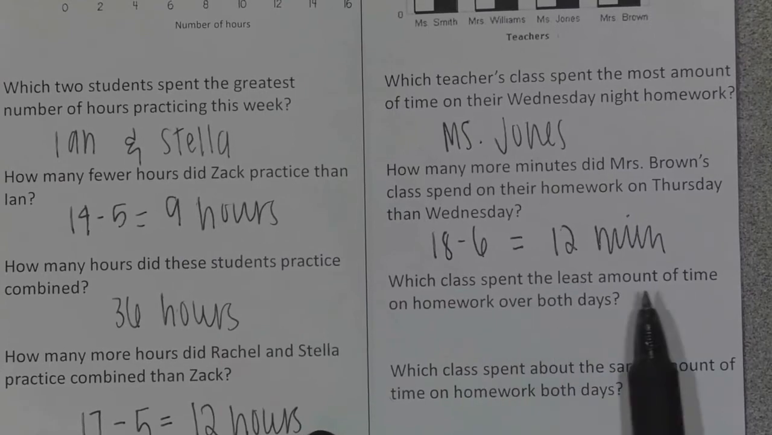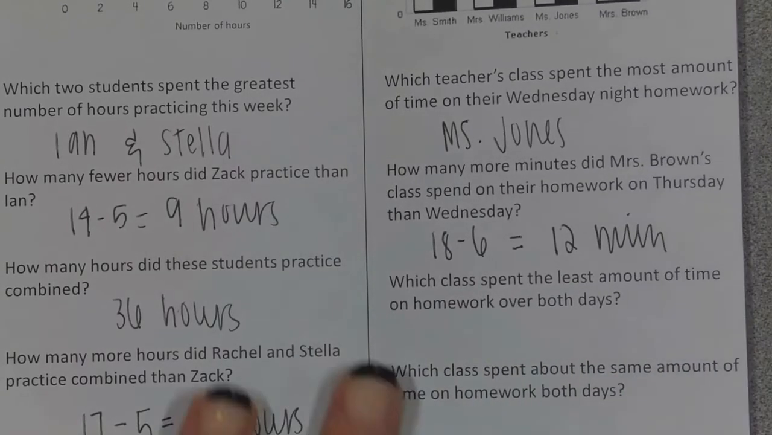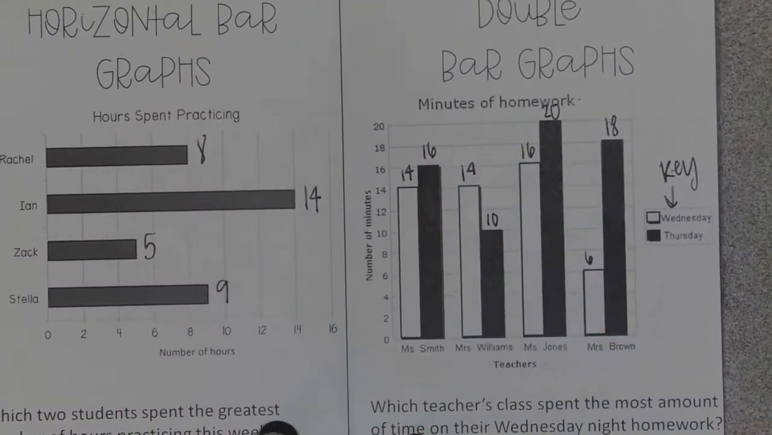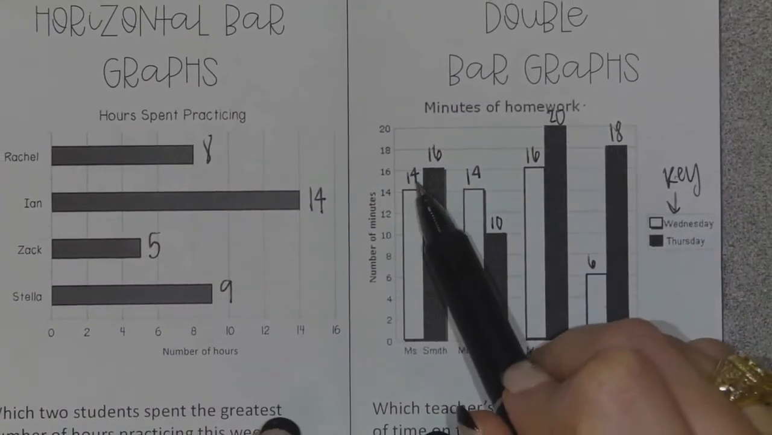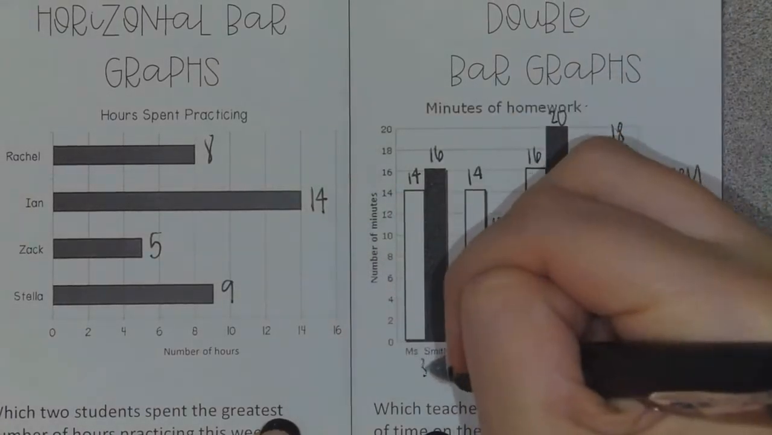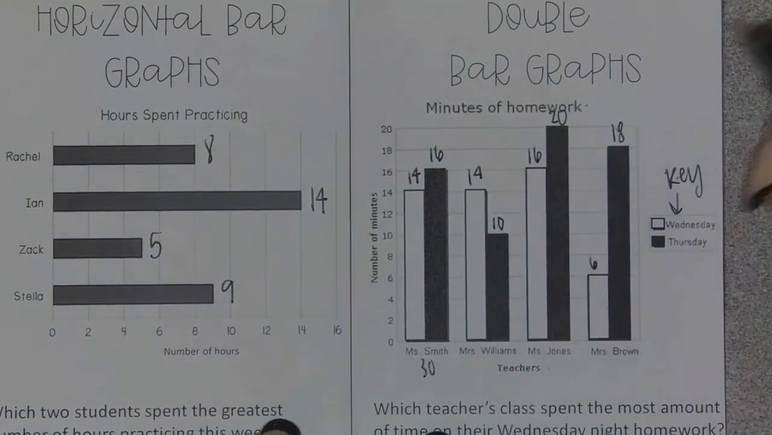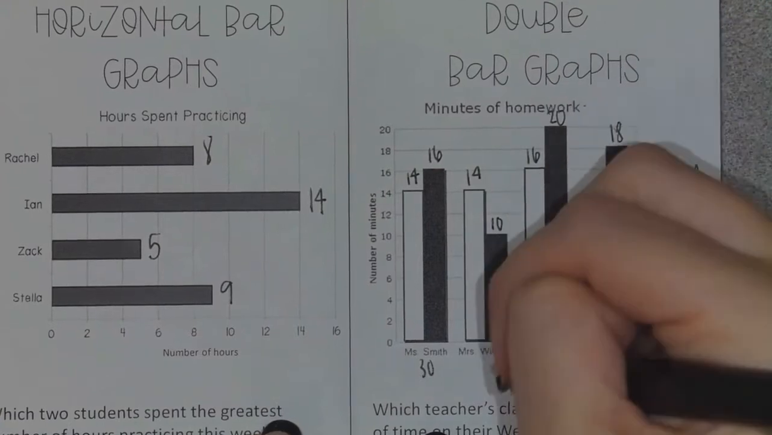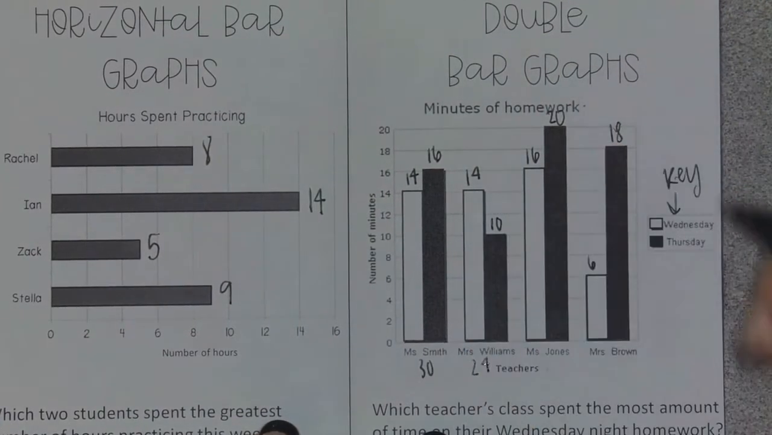Which class spent the least amount of time on homework over both days? So since we're looking at both days, I need to add Wednesday and Thursday together. So in our class, 14 plus 16 would be a total of 30 minutes. Miss Williams' class, 14 and 10 would be a total of 24 minutes.